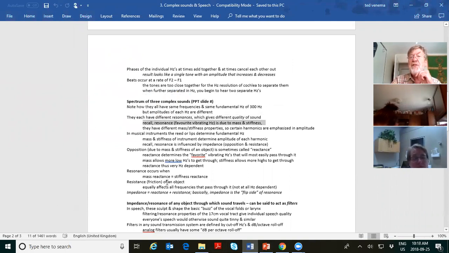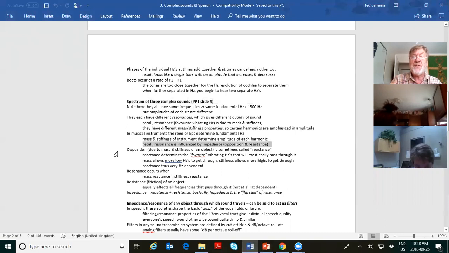Recall, resonance is the favorite vibrating frequency of an object due to its mass and stiffness properties. They all have different mass and stiffness properties, so certain harmonics are emphasized in amplitude. In musical instruments, the reed or lips determine the fundamental frequency. The mass and stiffness of the instrument determine the amplitude of each harmonic. Recall, resonance is influenced by impedance. Put a star by this. Opposition plus resistance. See, we're coming past this pathway again. We were here 2 weeks ago, and now you're looking at it again.